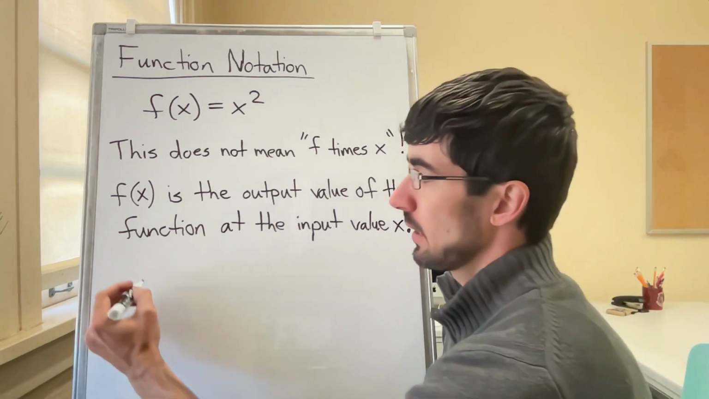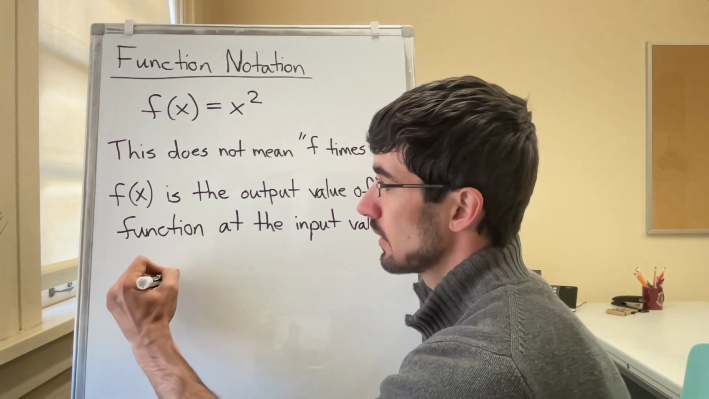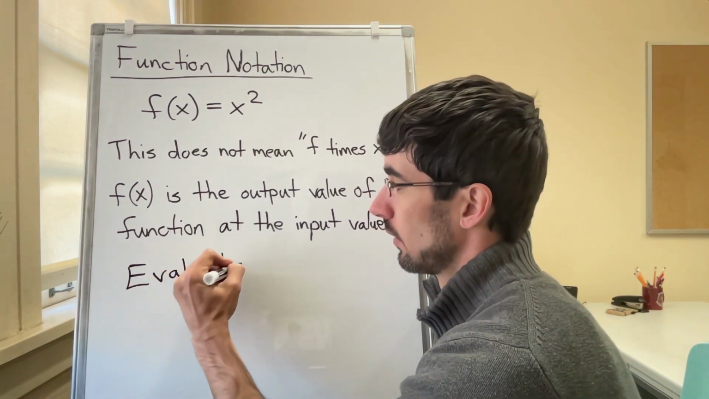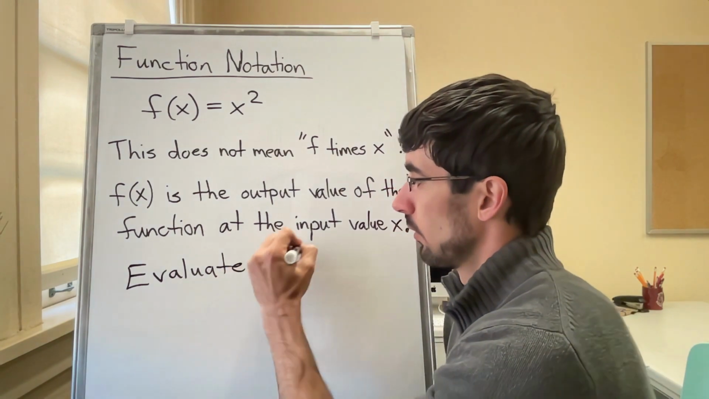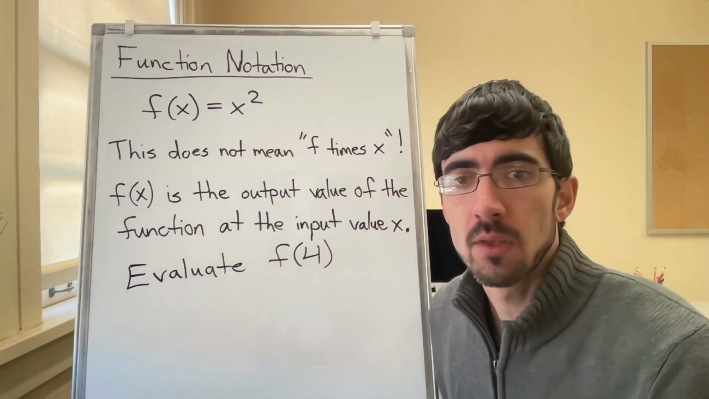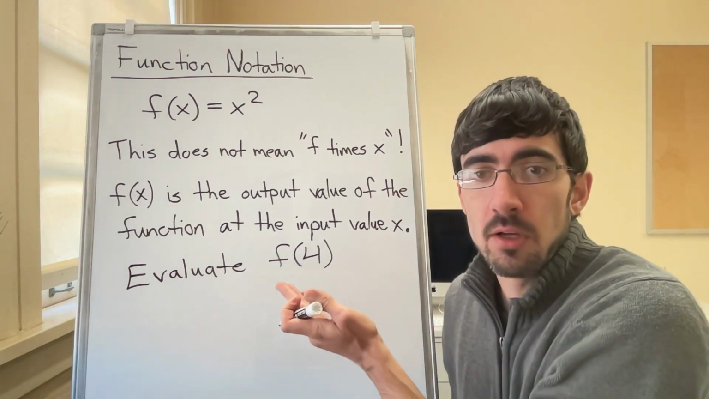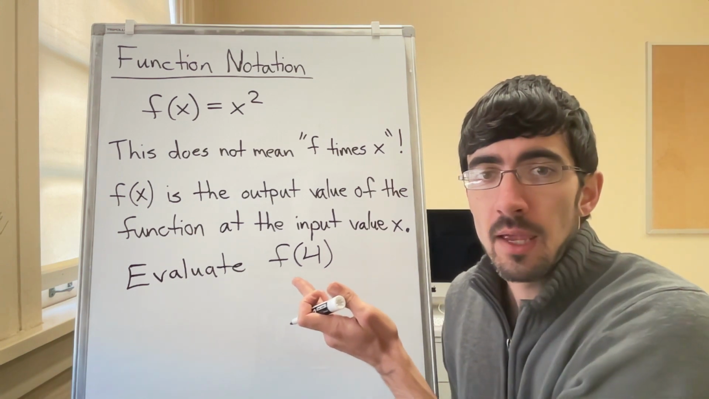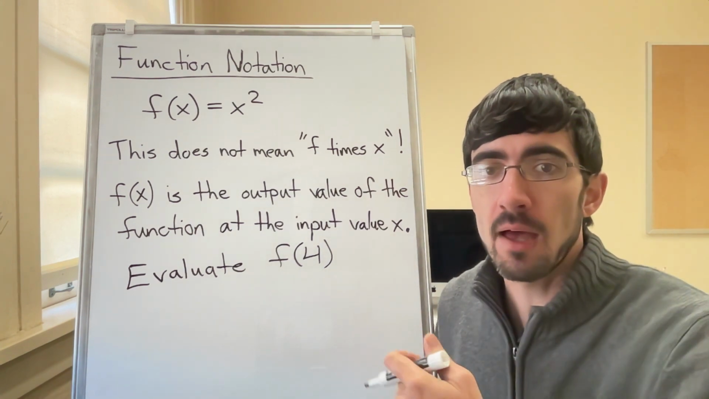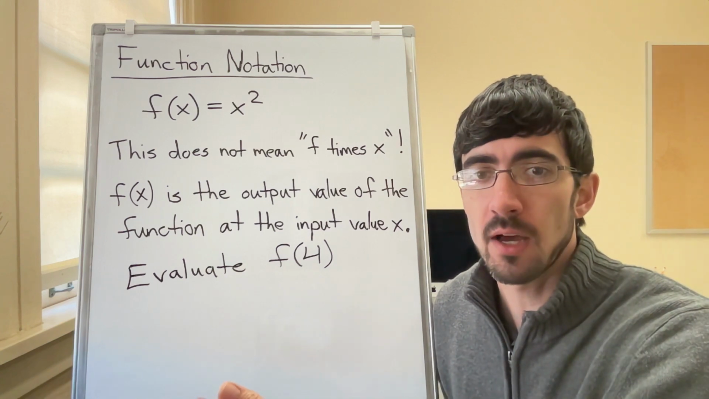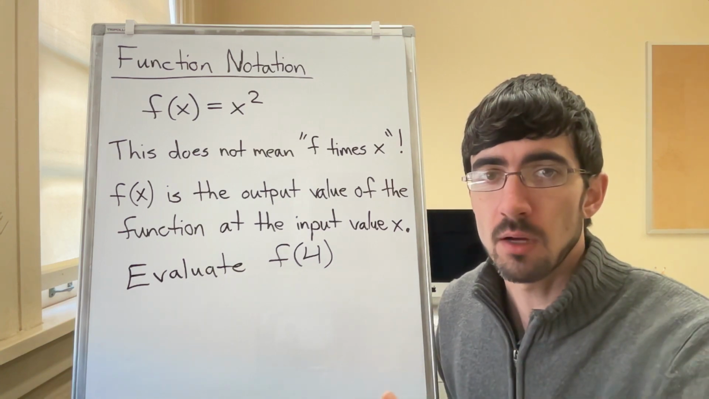So when we say something like this, evaluate f of 4, what we mean is input the value 4 and give the output value. F of 4 should be the output value at the input value of 4.